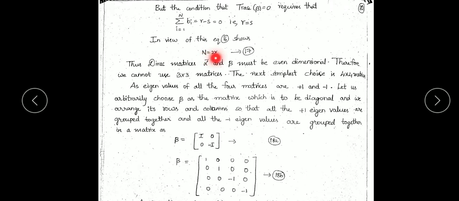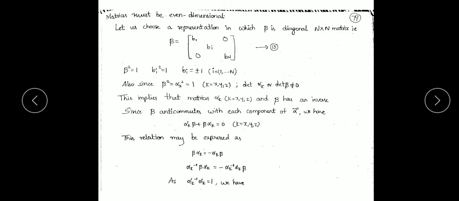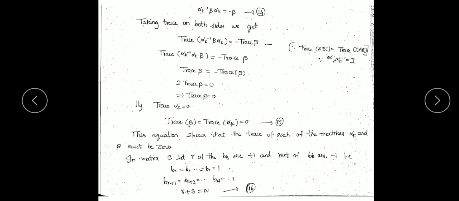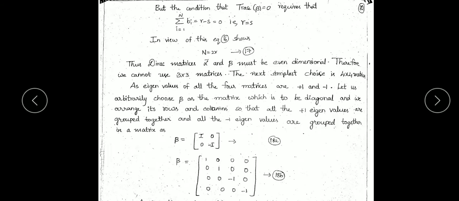So hence n is the total number of bi's. That means n equals 2r. That means even dimensional, that is 2 into 2, 2 into 3, 2 into 6. So we could have only even dimensional matrices. Thus Dirac's matrices alpha and beta can only be even dimensional.